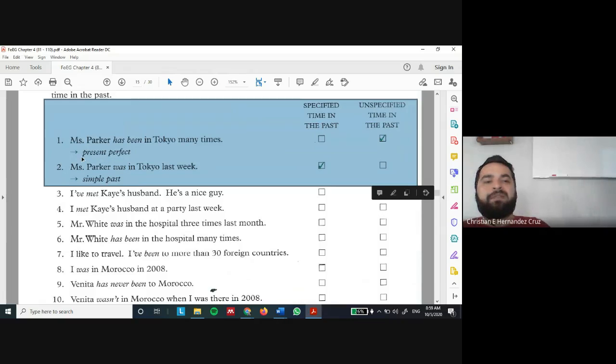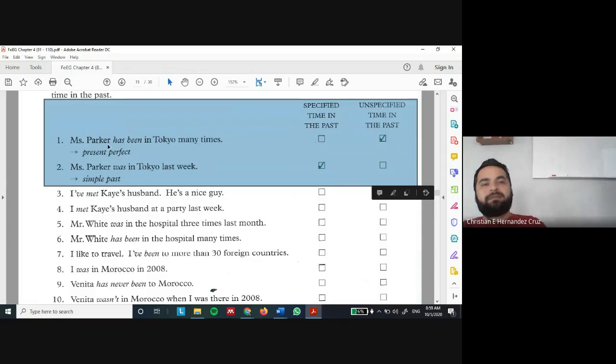Sentence 2 says Miss Parker was in Tokyo last week. Dejándonos llevar del verbo, which is just was, which is a past form of the be verb. We know that this is the simple past. Now this says this is specified time in the past. Why? Because it says last week.